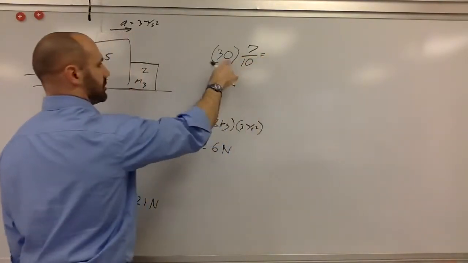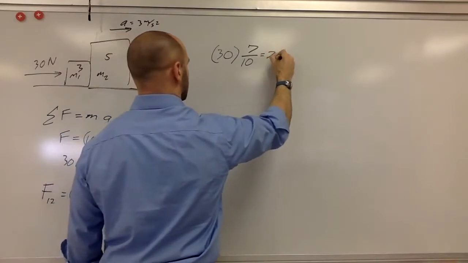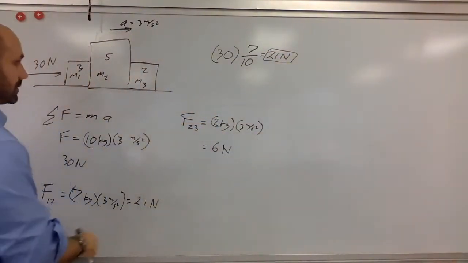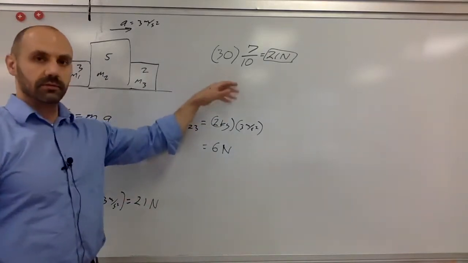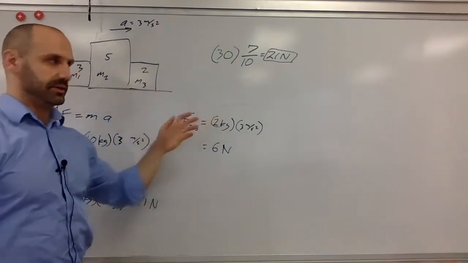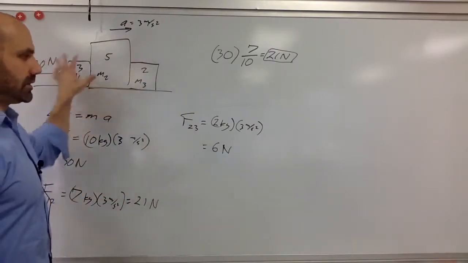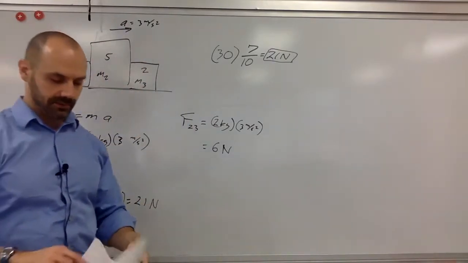Right? What does this come out to? 30 divided by 10 is 3 times 7 is 21 newtons. Right? And then notice that's what we got down here as well. This trick works because everything has the same acceleration. Same thing for this. I can analyze all these as one single body because they all have the same acceleration.